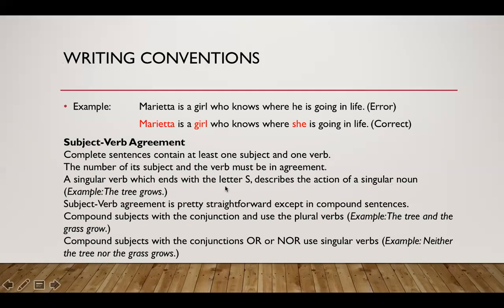You've been taught, for the most part, that when something ends with an S, it means more than one, but not in this case, not when it comes to the verb. So for example, the tree, there's only one tree, grows, and it has an S at the end.